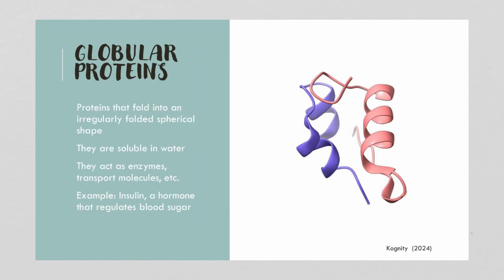So globular proteins. These are proteins that fold into an irregularly folded spherical shape. And these proteins are soluble in water, and they tend to act as enzymes, transport molecules, and so on. So one example of a globular protein is insulin, a hormone that regulates our blood sugar. Again, we'll look at the functions of insulin later when we learn about our pancreas and its role in blood sugar maintenance.